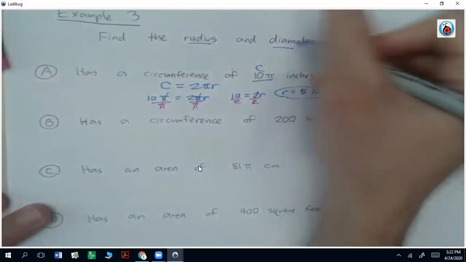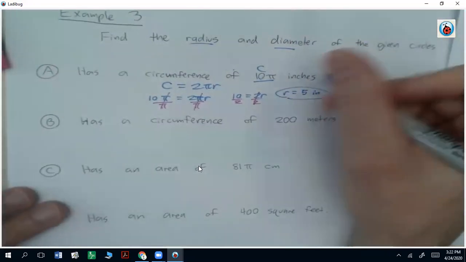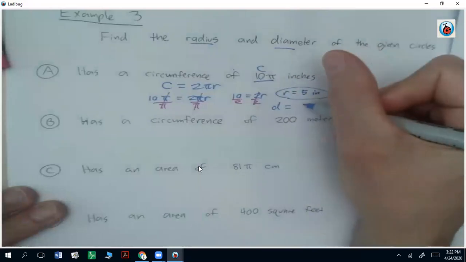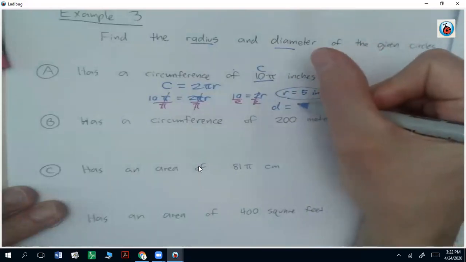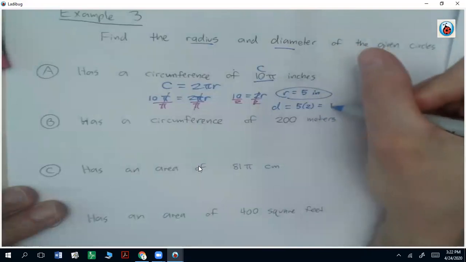Now the question wants to know the diameter. The diameter is always going to be double the radius. So the diameter is 5 times 2, which is going to be 10 inches.